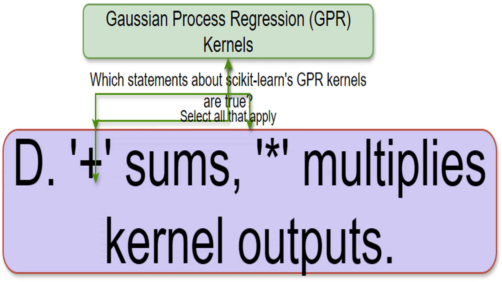In scikit-learn, when you combine kernels, plus means you add the outputs of the individual kernels. Asterisk means you multiply the outputs. It's like having building blocks to create more complex models. For example, if kernel A produces a value of 2 and kernel B produces a value of 3, then A plus B will produce 5, and A asterisk B will produce 6.